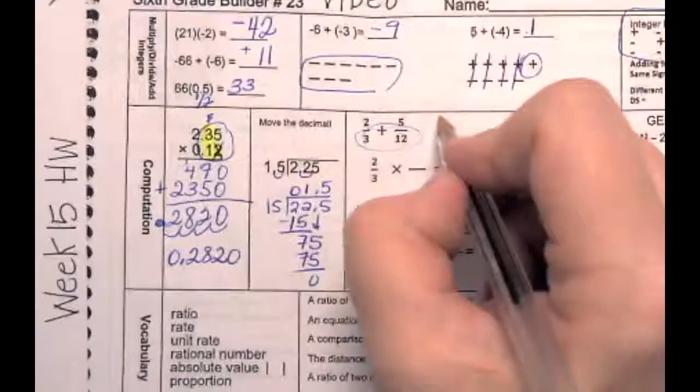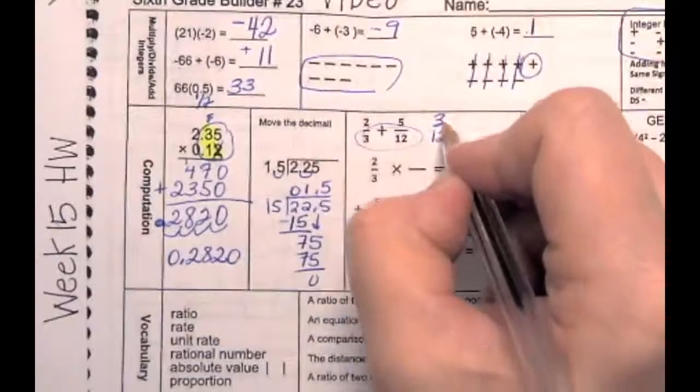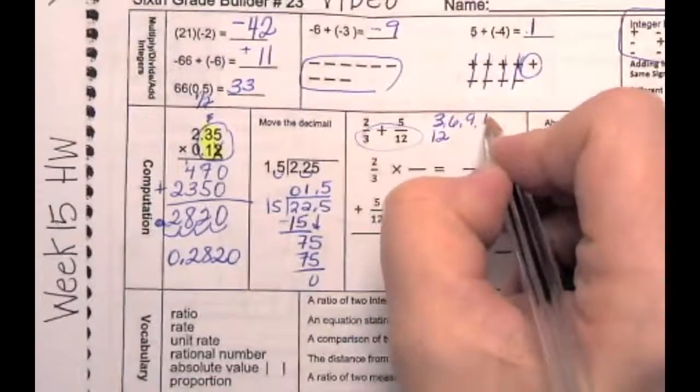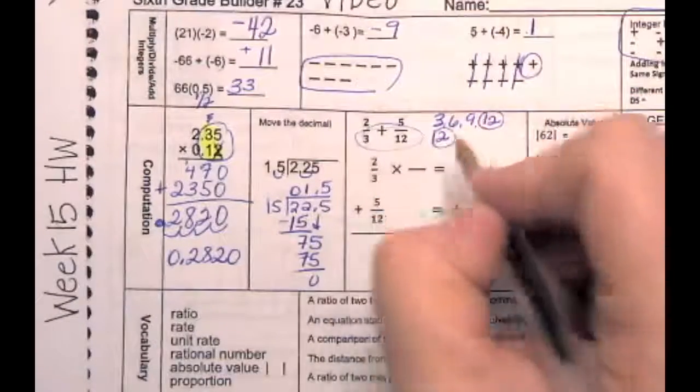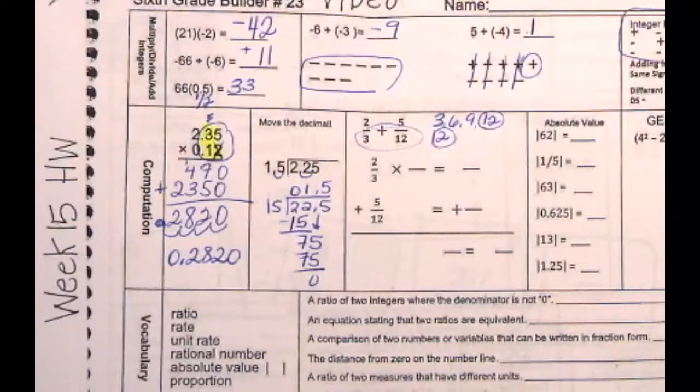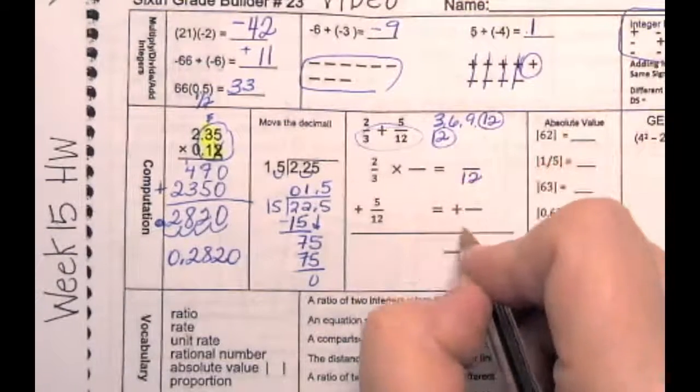All right, the first thing we're going to have to do here is to get a common denominator. So I'm going to take 3 and 12. 3, 6, 9, 12. It looks like the first number they share in common would be the 12. So that is my common denominator.